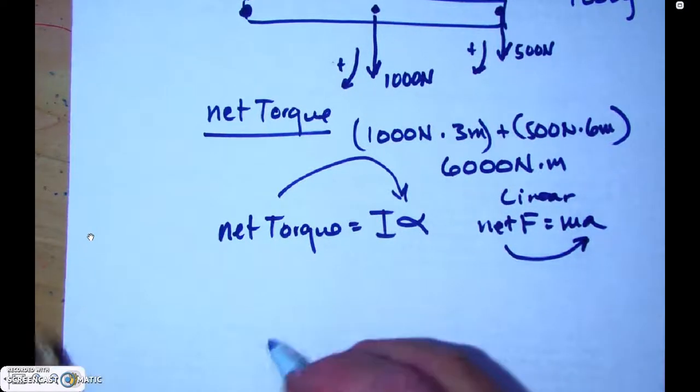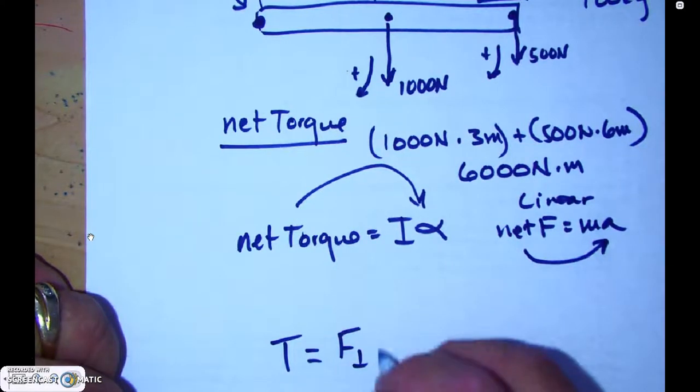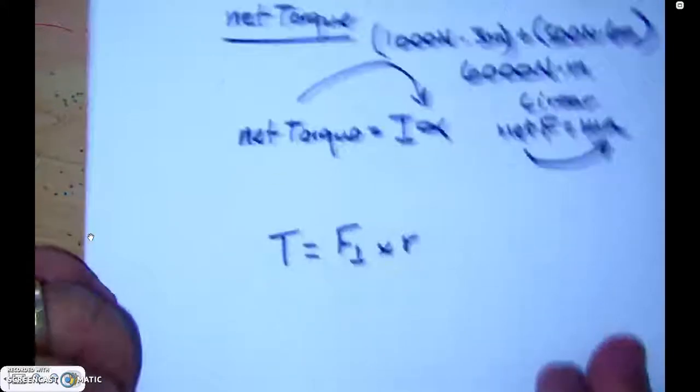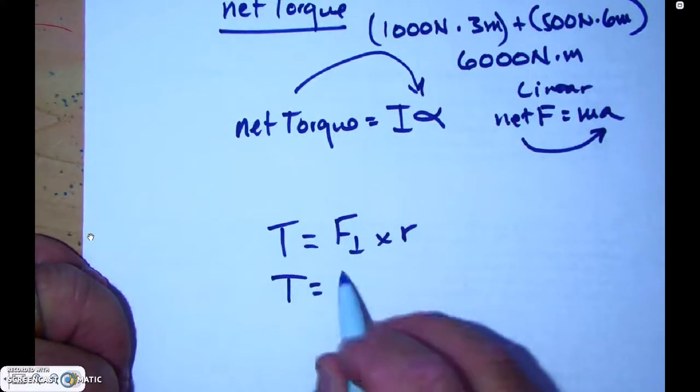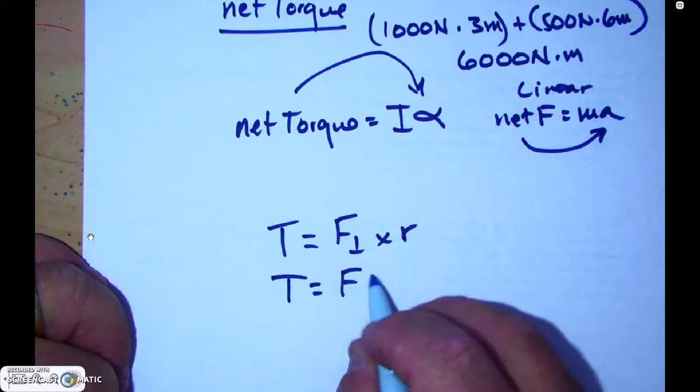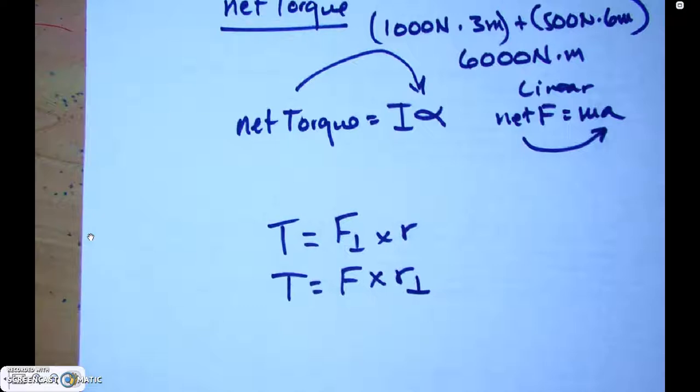Now back to our original torque question. We said torque is equal to force perpendicular times R. There's a shortcut that you can make sometimes that might make your life easier. Torque is also equal to force times R perpendicular. And both of those work. In class I'll show you how to make those work because I want to show it to you as we do it. Okay, hope that helped.